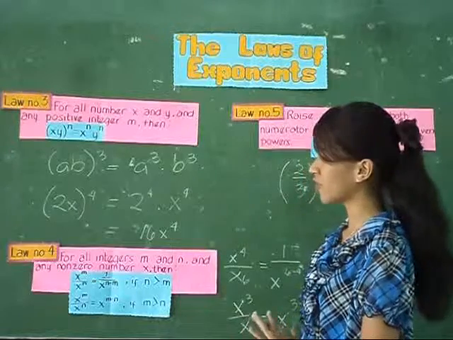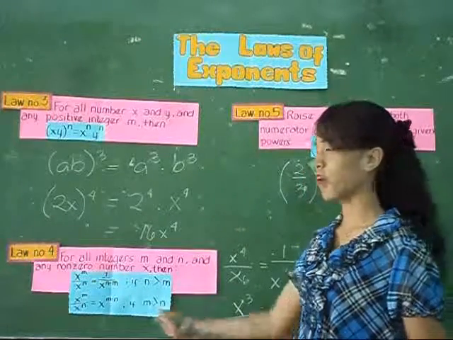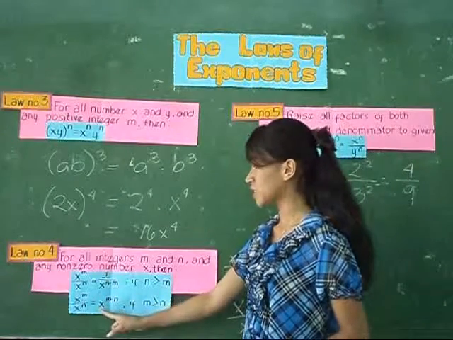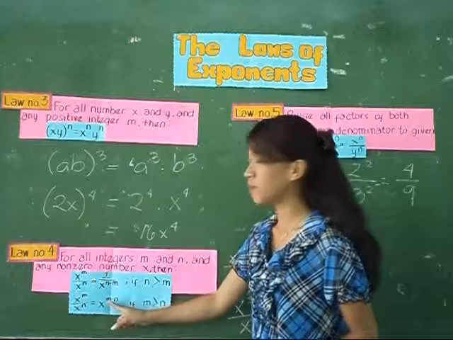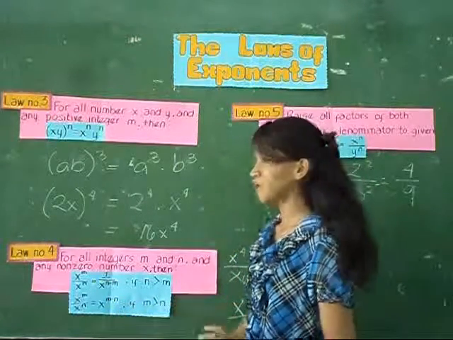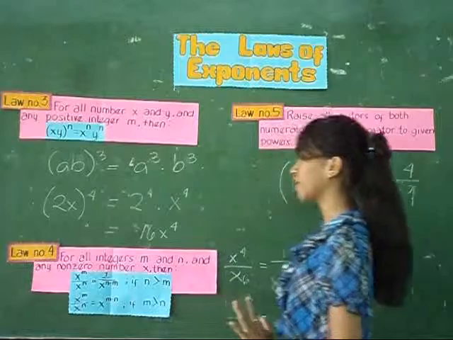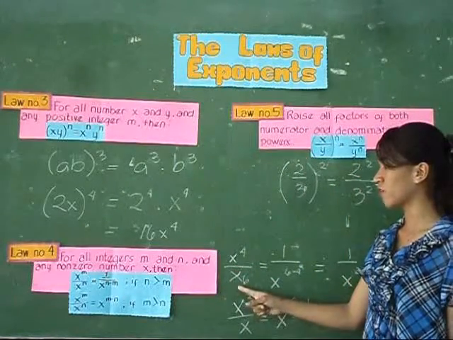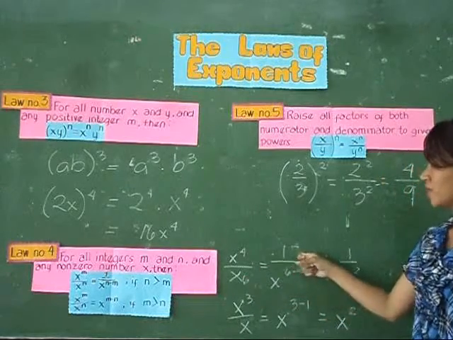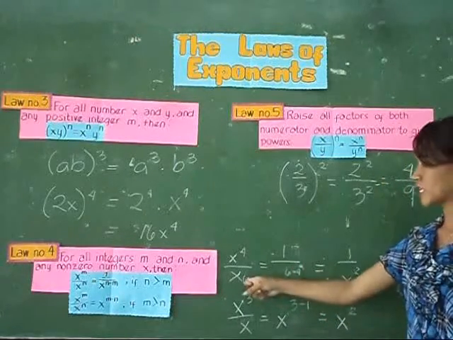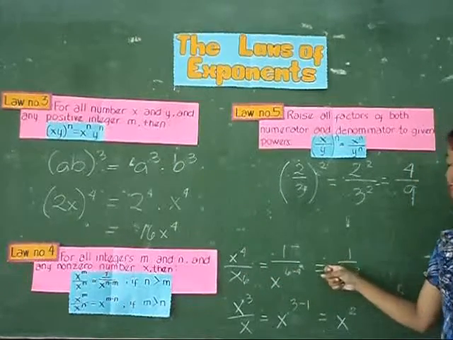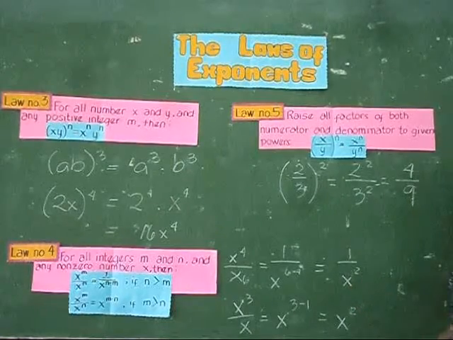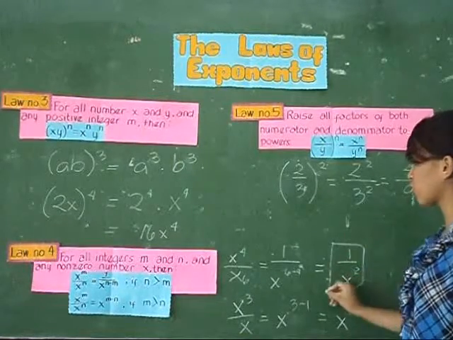We have the second formula, which is x to the power of m over x to the power of n. We have x to the power of m minus n. 6 minus 4. Then we have the final answer, 1 over x to the power of 2. So this is our final answer.